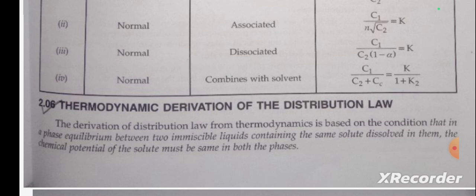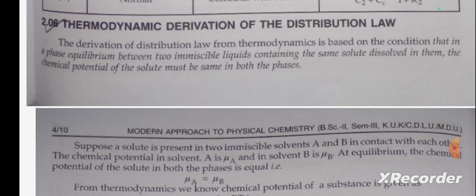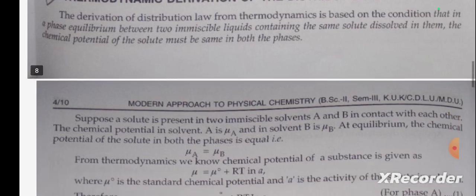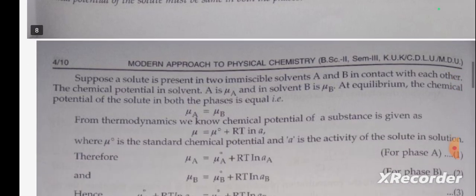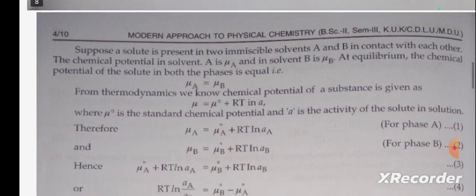Thermodynamic derivation of the distribution law. The derivation of the distribution law from thermodynamics is based on the condition that in a phase equilibrium between two immiscible liquids containing the same solute dissolved in them, the chemical potential of the solute must be the same in both phases. Suppose the solute is present in two immiscible solvents A and B in contact with each other. The chemical potential in solvent A is mu A and in solvent B is mu B. At equilibrium, the chemical potentials of the solute in both phases are equal: mu A = mu B.